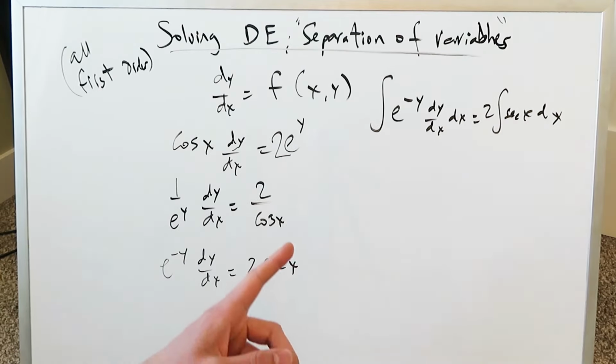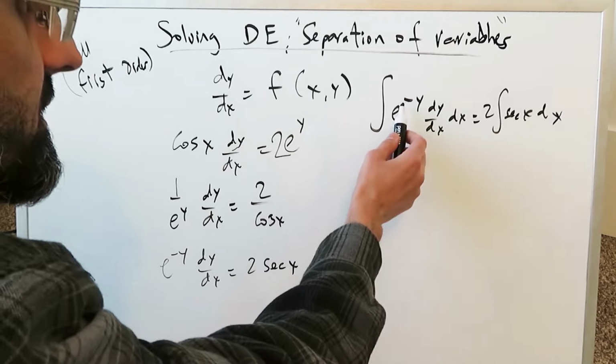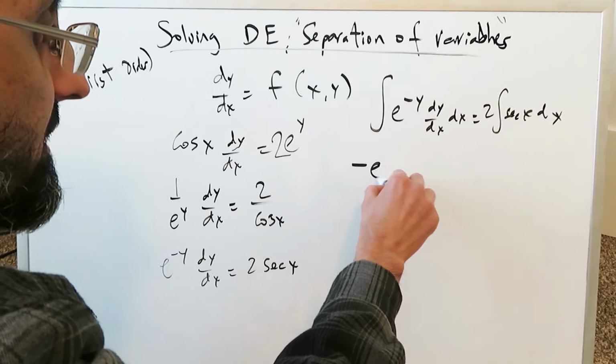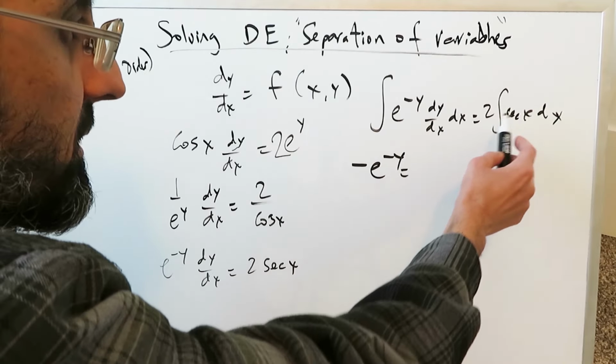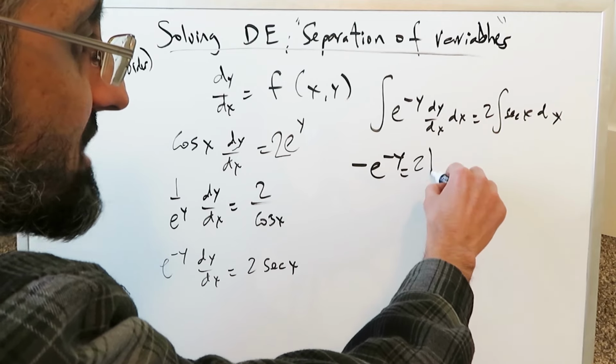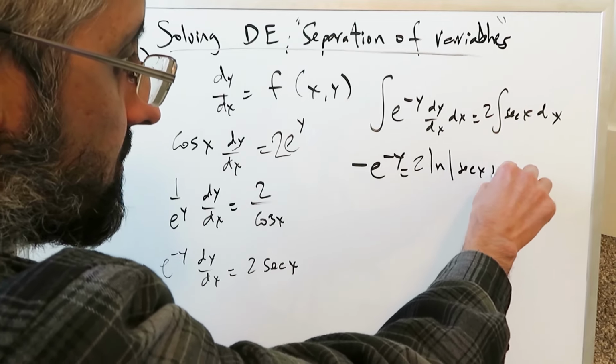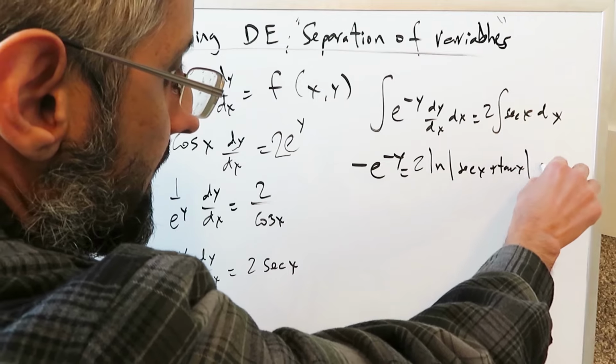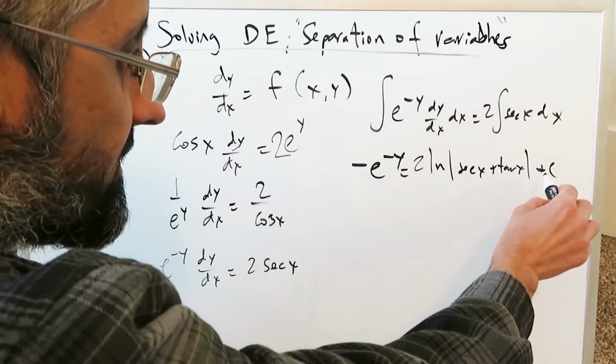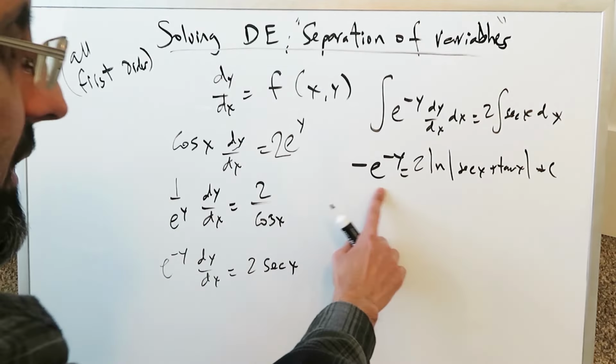The antiderivatives of everything you see over here are not difficult. This, in terms of antiderivative, is going to be minus e to the minus y. With this you have a 2, and then you're going to bring in the natural log of secant x plus tan x, and then plus c. You can hold this as your final answer if you want, or you can write this in a better way.